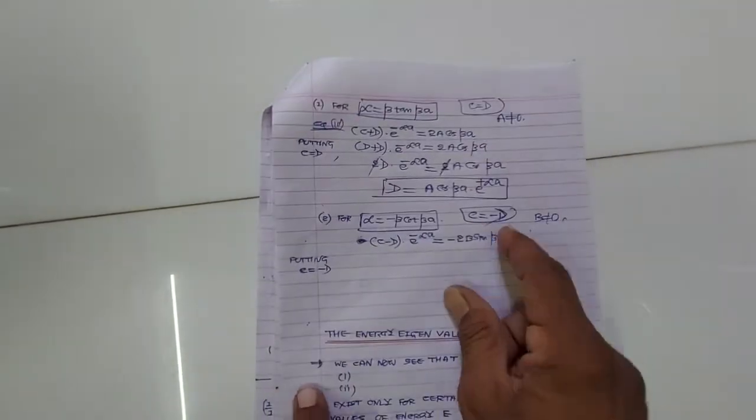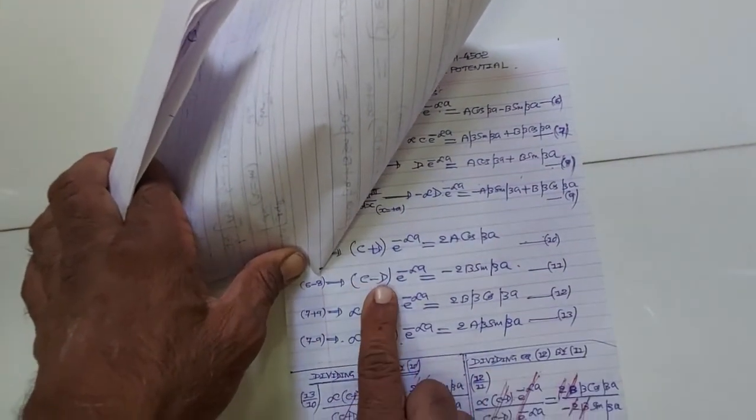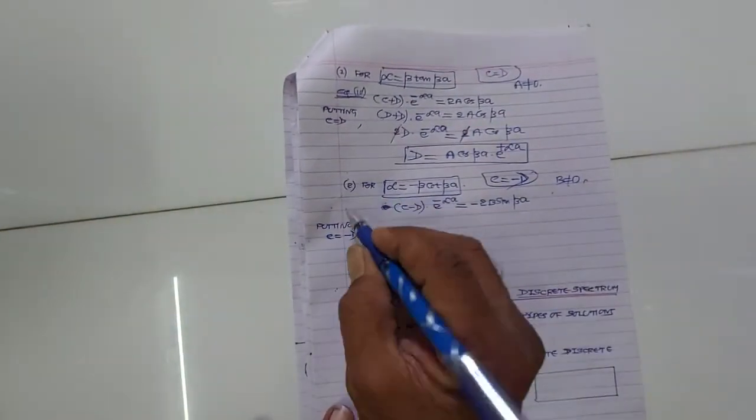Okay. Now let us put the value c is equal to minus d in equation 11, which is c minus d e raised to minus alpha a equals minus 2b sin beta a. So this is equation number 11.